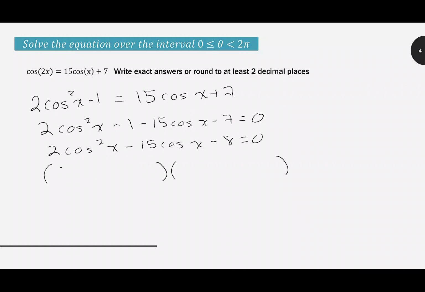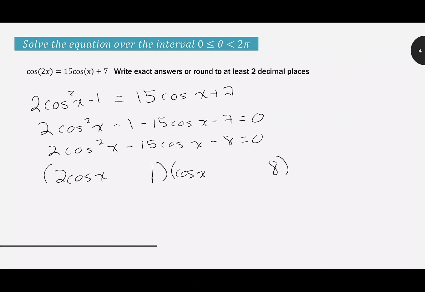2 cosine squared x only factors to 2 cosine x times the cosine of x. What I need to look at is how is 8 going to deal with that? So I need to put in the value of 8 in a way that I'll come up with 15 as my middle term. If I put an 8 on the right side, 2 times 8 is 16, and then if I put a 1 in, 16 minus 1 will give me 15.